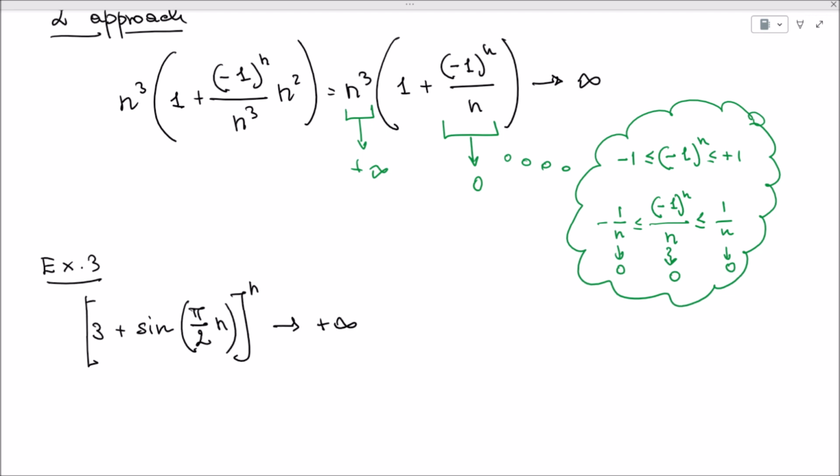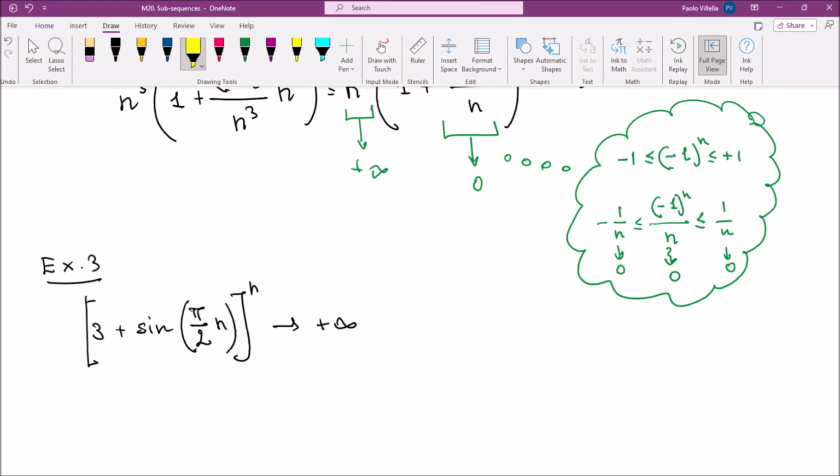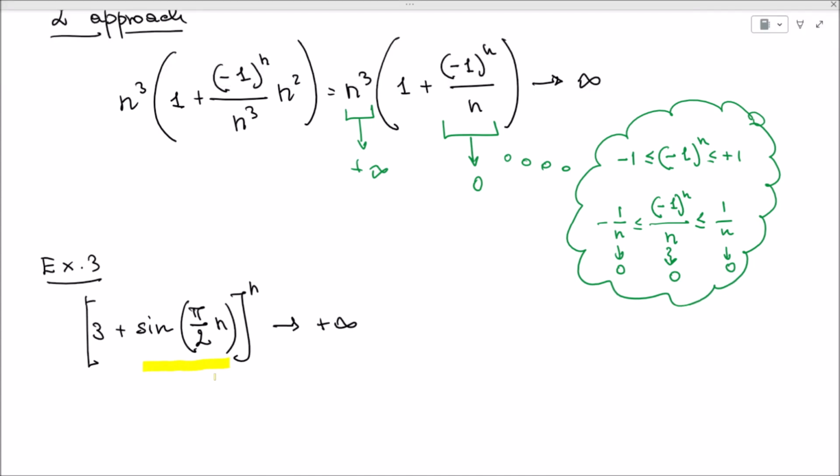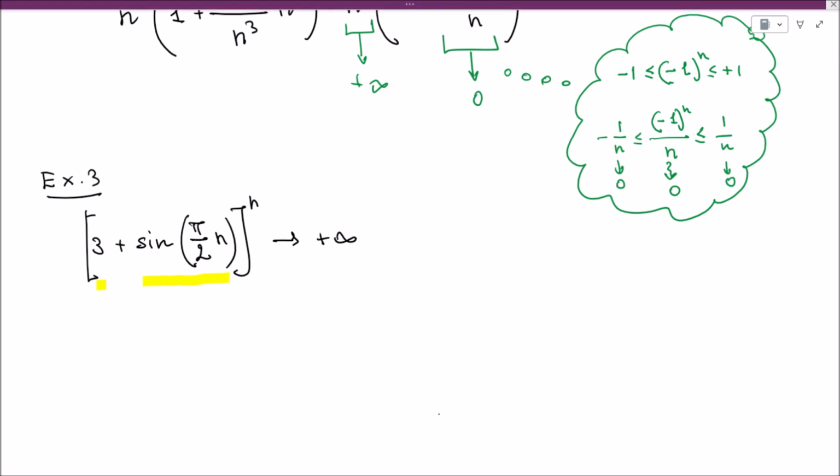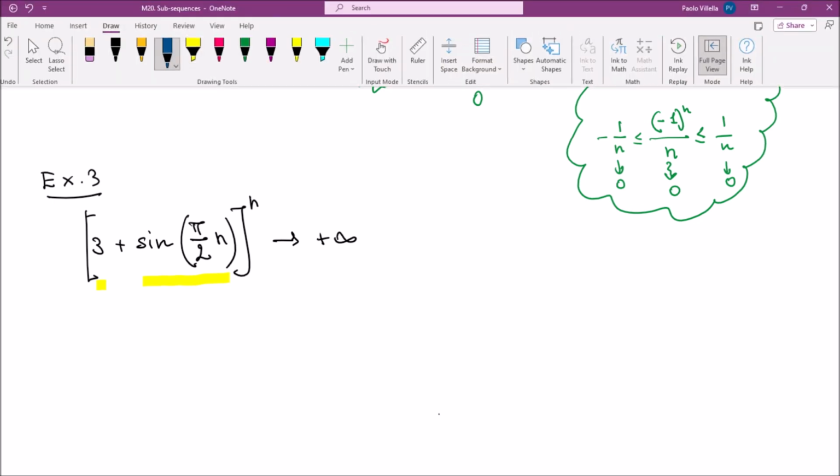Why is that? Well, because I immediately realized that this part, of course, will be limited between minus 1 and 1, and instead the 3 raised to the n will tend to plus infinity. So we have an intuition that this sequence will be divergent to plus infinity, but we want to prove this, right? So we can say the following.